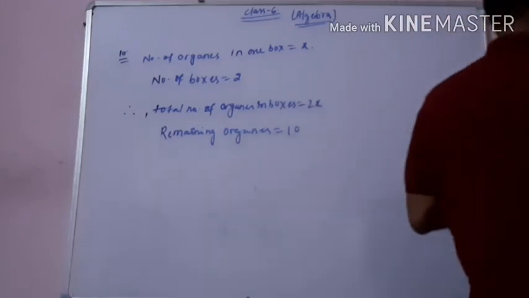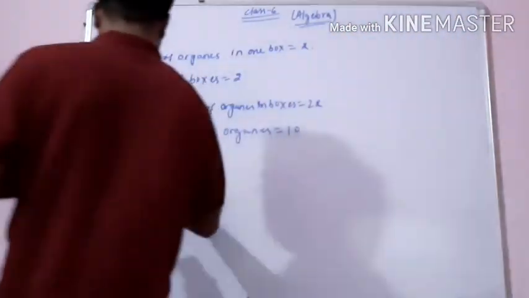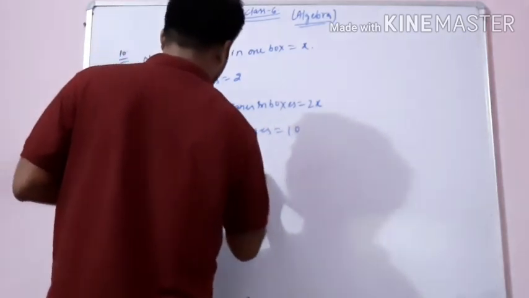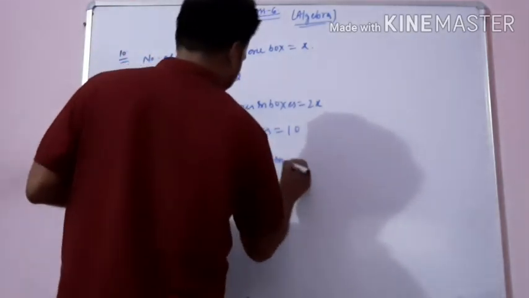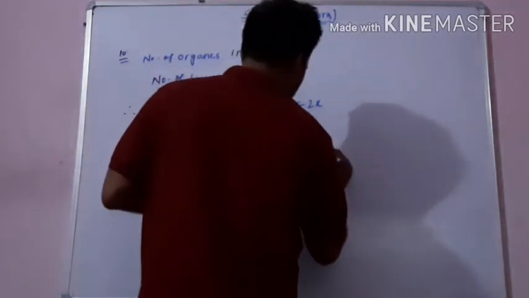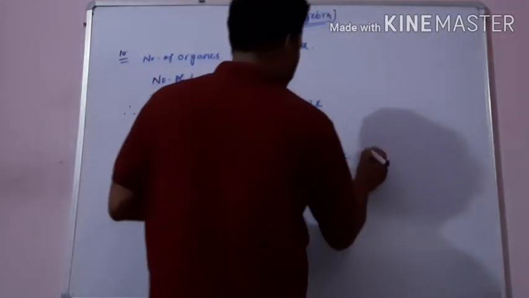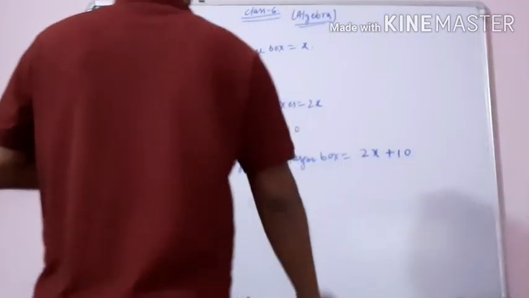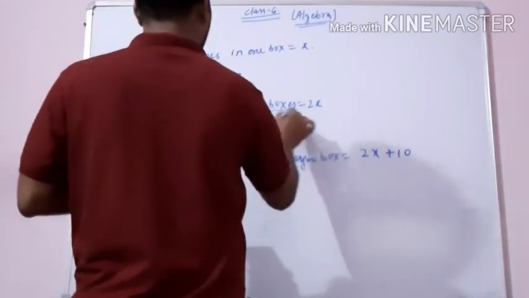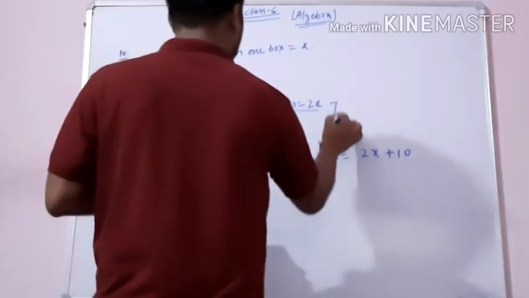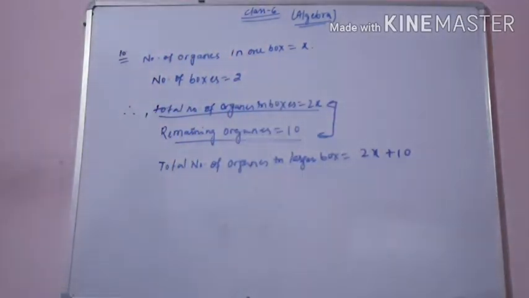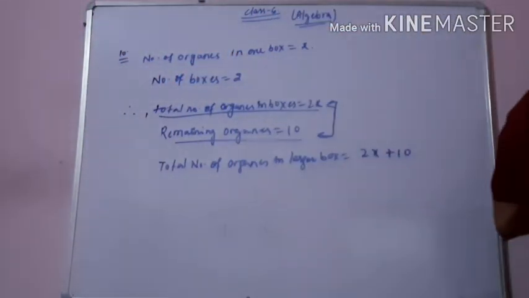The total number of oranges in the larger box is given by 2x plus 10. The total number of oranges in the boxes plus the remaining gives the total number of oranges in the larger box. Now, question number 11.